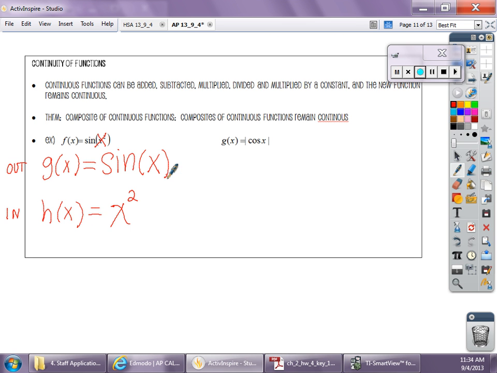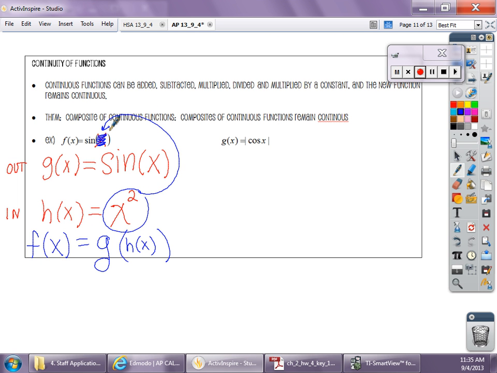What did you just do? You created a composite function. What do I mean by that? You took your g function, and what did you put in place of the x? You put the h function. Meaning, I took this x, I blacked it out, and I put this in its place. That's what a composite function does.